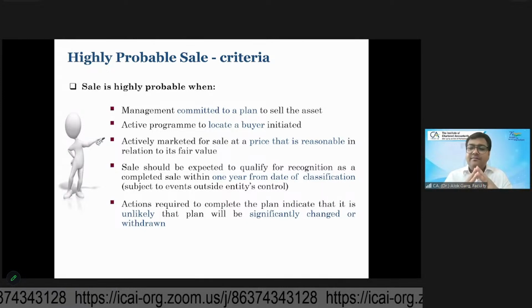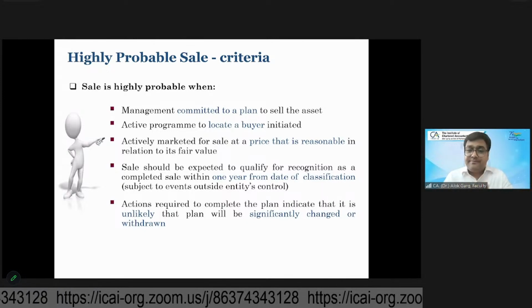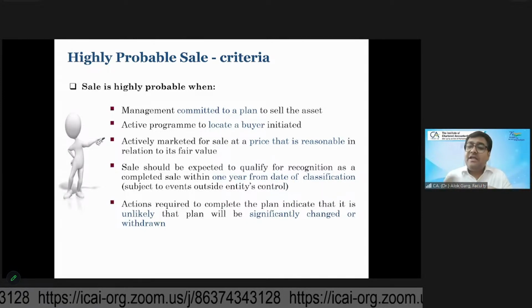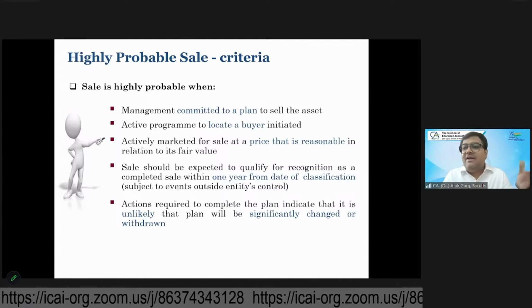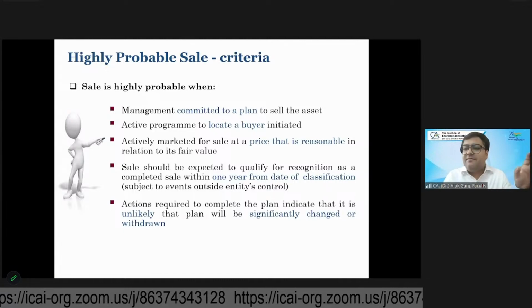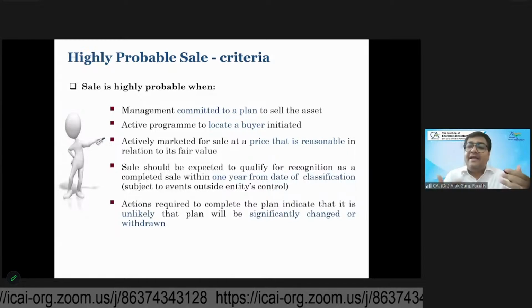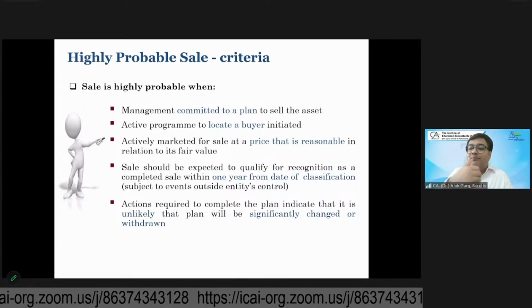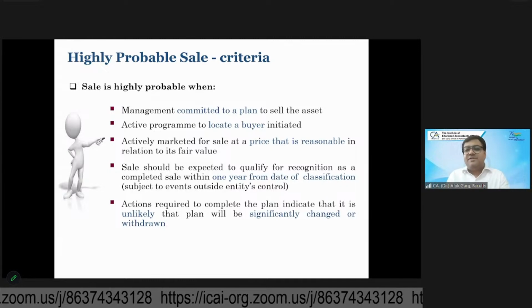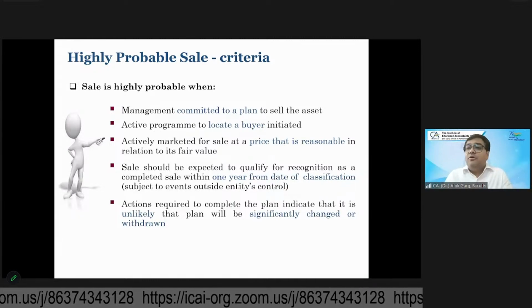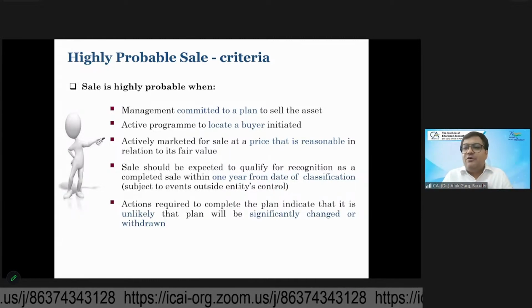is there any likelihood that you will change your plan? Because actually you are not selling today. It is available for immediate sale in present condition. And these criteria are being met and hence you are classifying your property, plant and equipment, your non-current asset, as a non-current asset held for sale. But tomorrow you may say that no, no, no, I don't want to sell this asset.